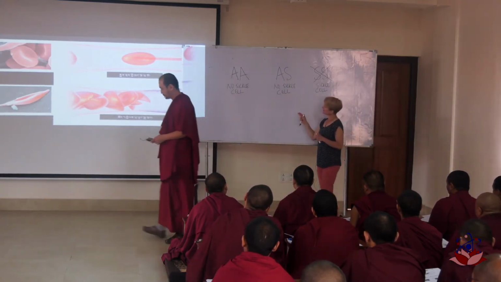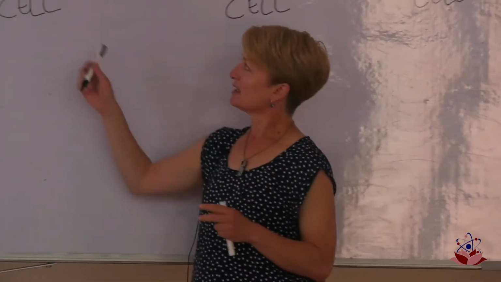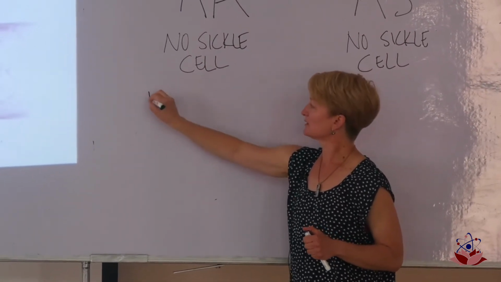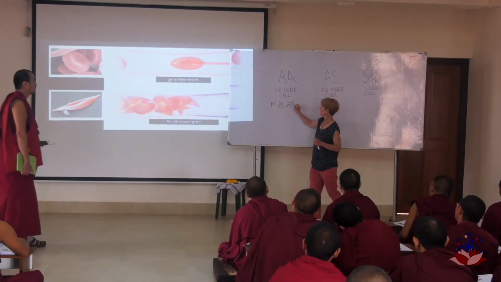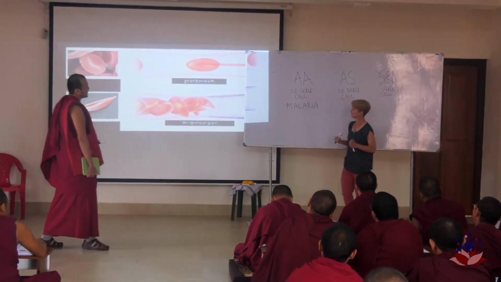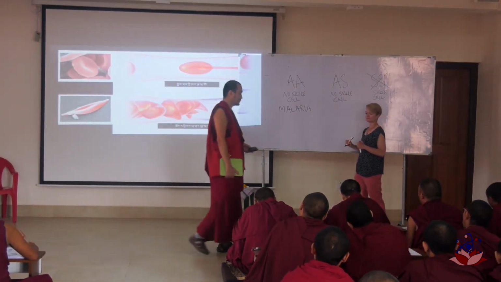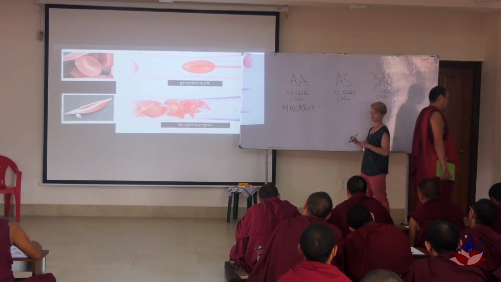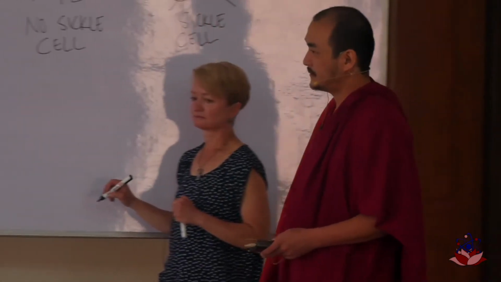And it turns out that, and I'm going to oversimplify this story, but people who have 2 copies of the normal allele are much more likely to get malaria.